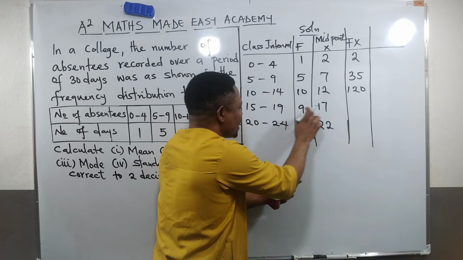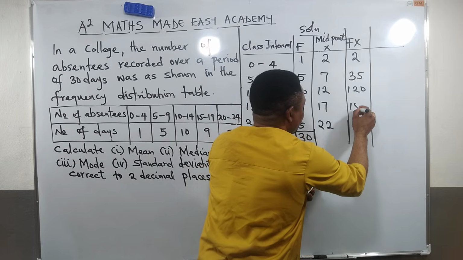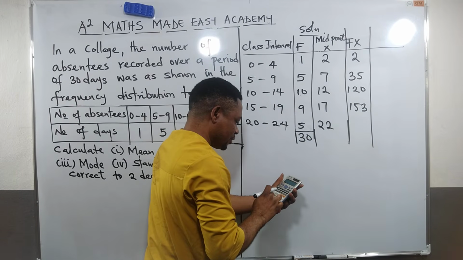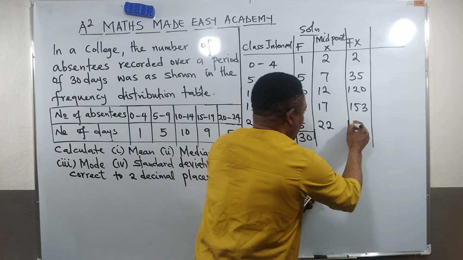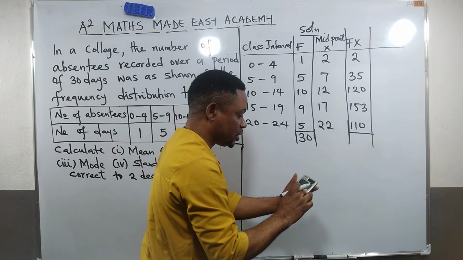Then the next one is 9 times what? 17. What is the result? 153. Finally is what? 5 times 22. What is the result? 110. Then what do we do? We sum the whole thing together.